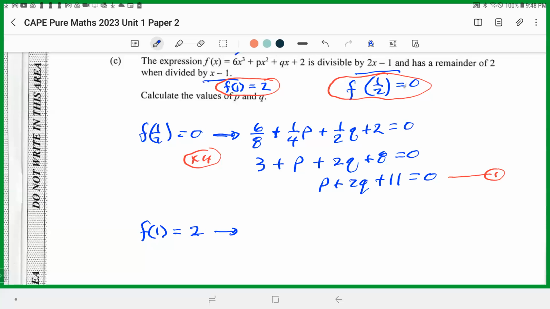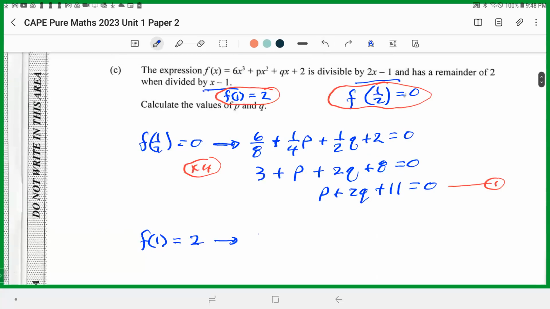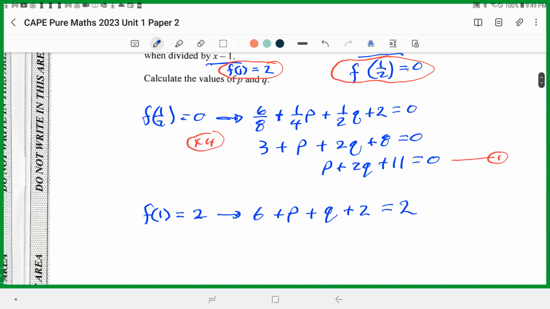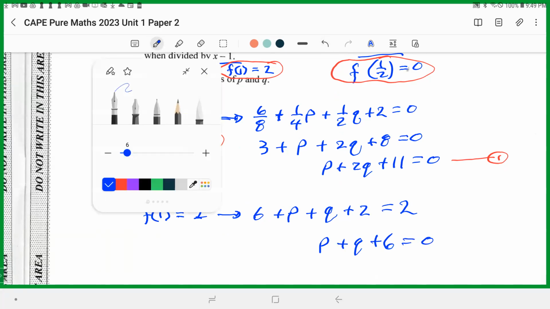So when I plug 1 here, I'm going to get 6. Plug 1 here, I'm going to get p. Plug 1 here, I'm going to get q. And the plus 2, and that is all equal to 2 over here. I'm going to simplify this now. This 2 cancels out this 2. So I'm going to be left with p plus q plus 6 equals 0. And so that's my equation 2 right here now.